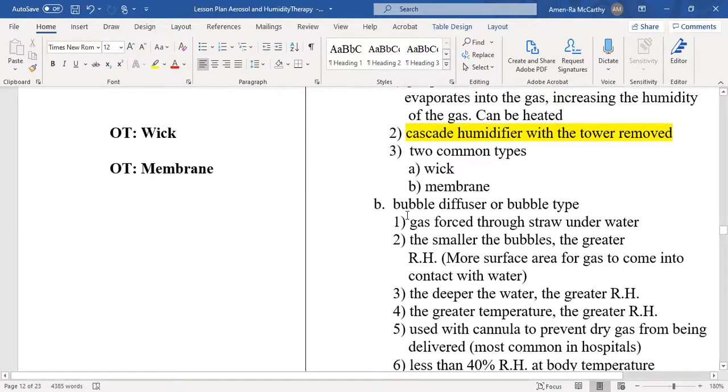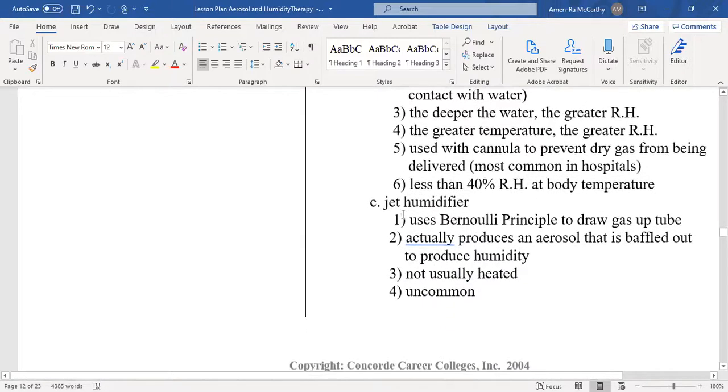The next one, we already talked about the bubble diffuser. The next one is the jet humidifier. The jet humidifier uses the Bernoulli principle to draw up gas through a tube and actually produces an aerosol. The jet humidifier is also just like the high flow nebulizers that we use, like this one here. The jet nebulizer will be the same one we use for the high flow aerosol, high flow T-piece, high flow face mask.